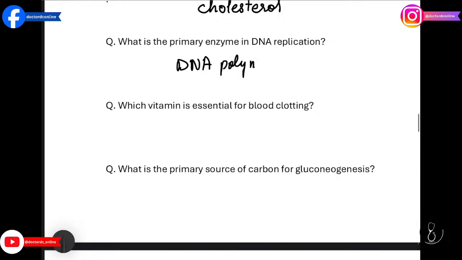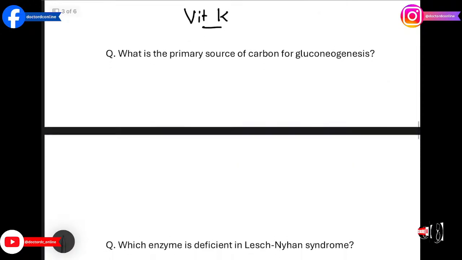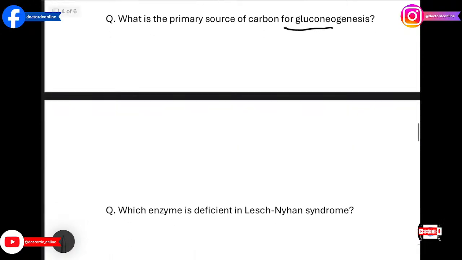The next question is, which vitamin is essential for blood clotting? And the answer is vitamin K. It is a cofactor for gamma carboxylation of clotting factors. The next question is, what is the primary source of carbon for gluconeogenesis? And the answer is lactate. It is converted to pyruvate in the liver for glucose synthesis.